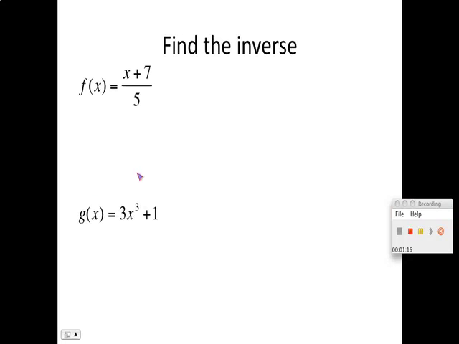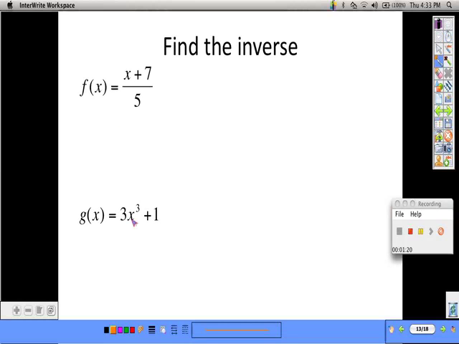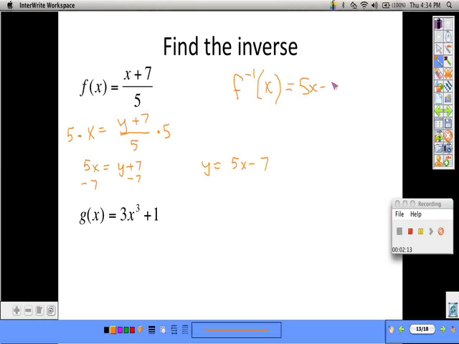But they're not always that easy. They get a little more complicated, and with these two, there's not even a y to switch with the x. But you have to remember that this function notation is essentially the same thing as y. So we're going to start by writing x equals (y plus 7) over 5. And now we solve for y, showing all of our work along the way. We end up with y equals 5x minus 7. But we didn't start out with y, we started out with f of x. So to finish this off, we use function notation again. This f to the negative 1 of x means inverse of f. So we would say f inverse of x equals 5x minus 7.